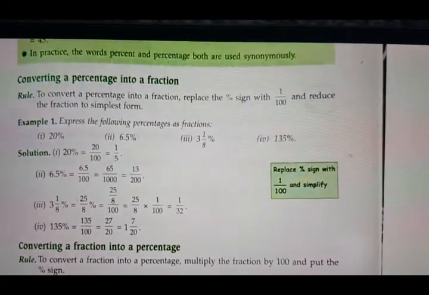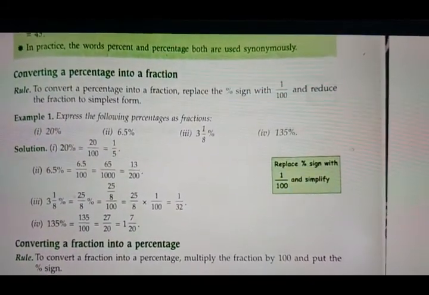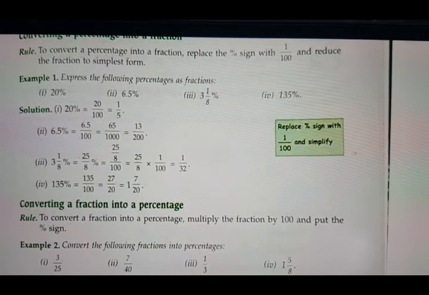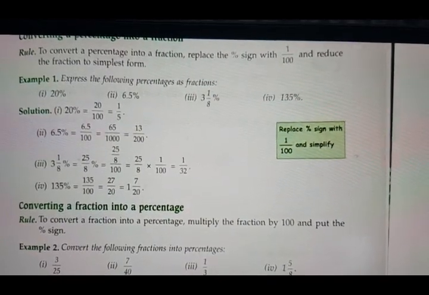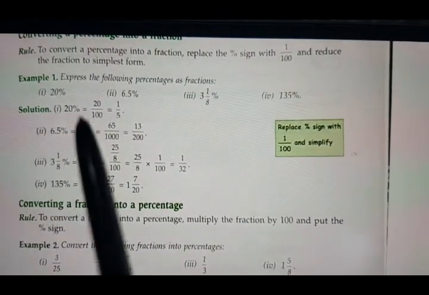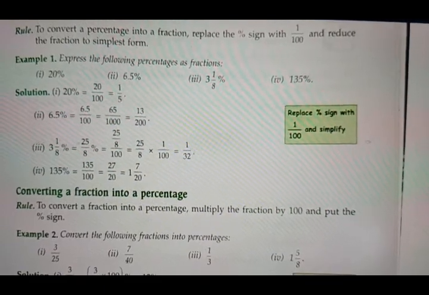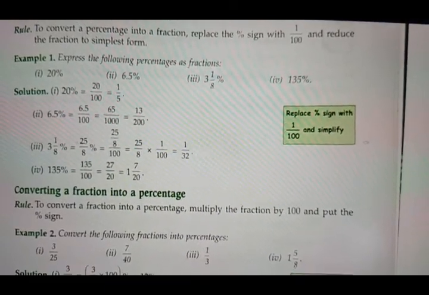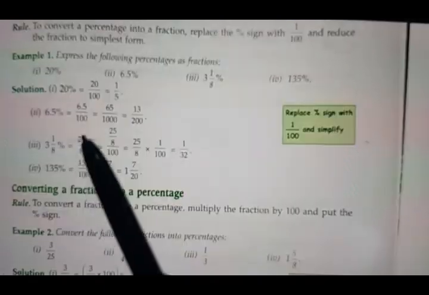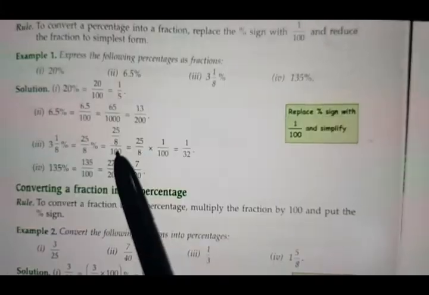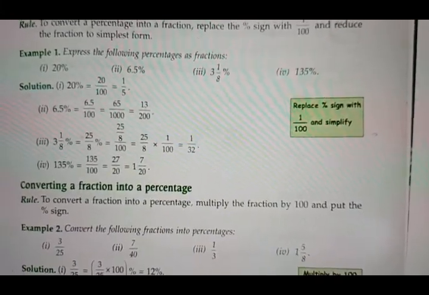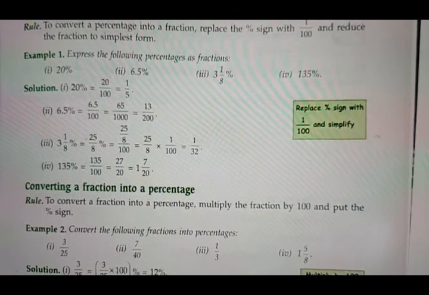Now let's start converting percentage into fraction. For example, if you have 20%, 20% means 20 upon 100, and we bring it to the lowest term: 2 ones are 2, 5 twos are 10, so 1 upon 5. Similarly, 6.5% means 6.5 upon 100. We have one decimal place, so we remove the decimal and it becomes 65 upon 1000. When we solve this, we get 13 upon 200.